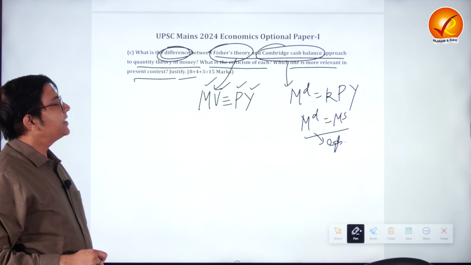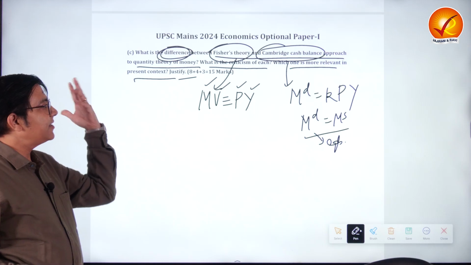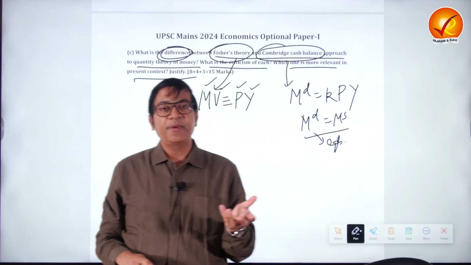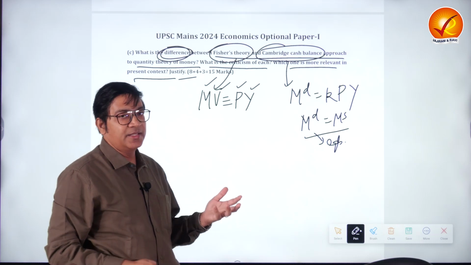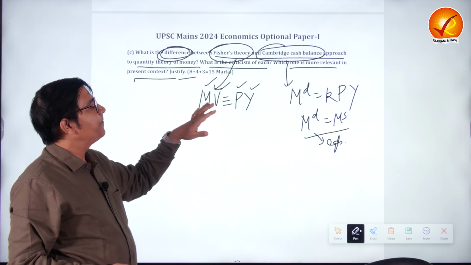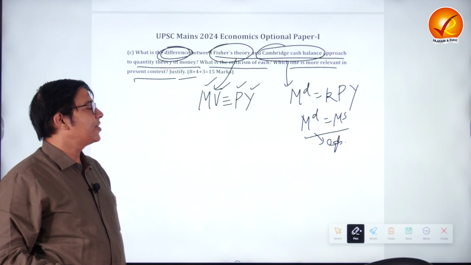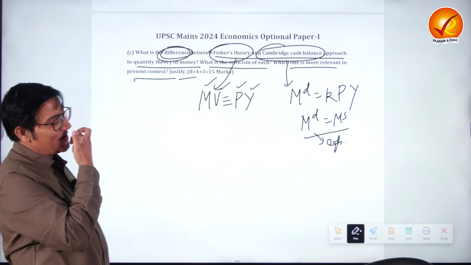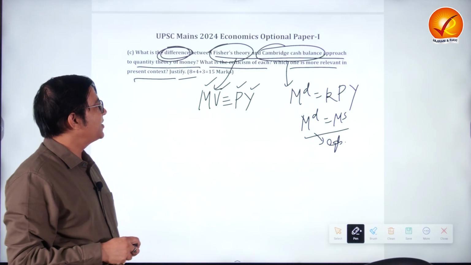Then, criticism of each. One is the general criticism of QTM, that inflation is not just dependent on money supply. There are supply side factors also which are important in this case. But if you go for criticism of each separately, then you will need some other theories also, like how Keynesian theory differed in terms of the money market, etc. And that will also give you some criticism.